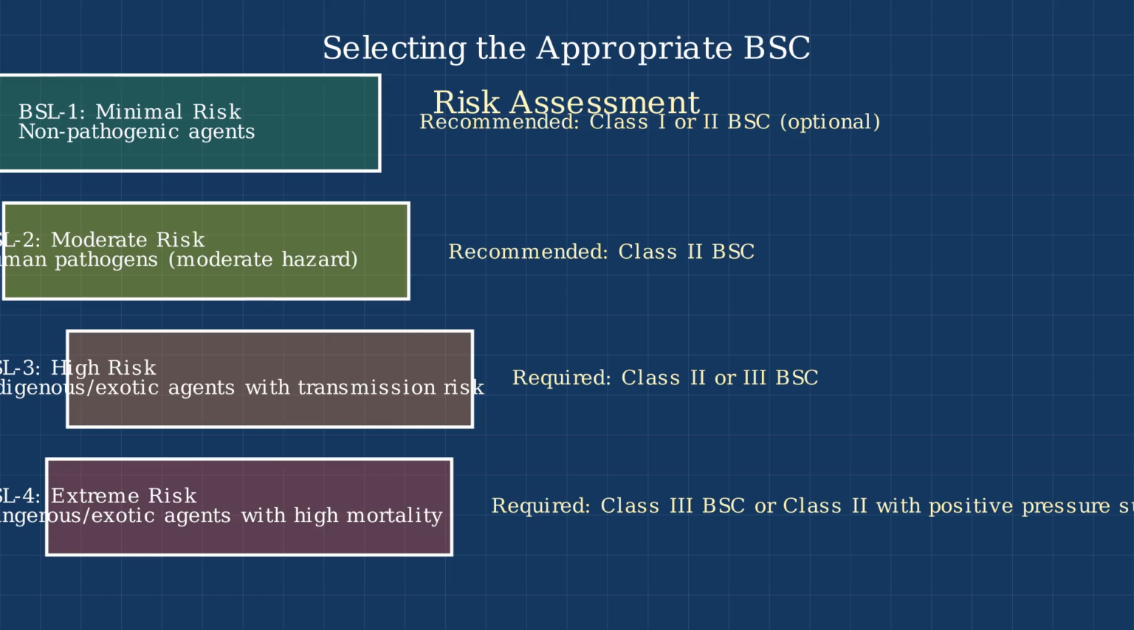Risk assessment is the foundation of BSC selection. The biosafety level of your work dictates which cabinet class is appropriate. For BSL 1, a Class 1 or 2 BSC may be optional. BSL 2 work typically requires a Class 2 BSC, while BSL 3 requires Class 2 or 3 cabinets. BSL 4 work demands Class 3 BSCs or Class 2 with additional protective measures.